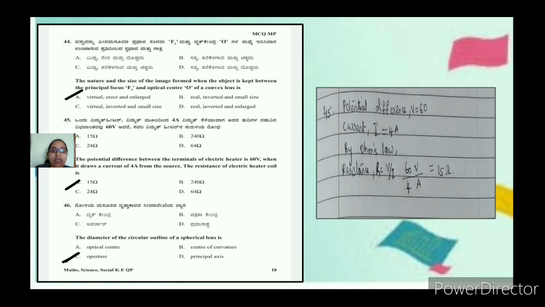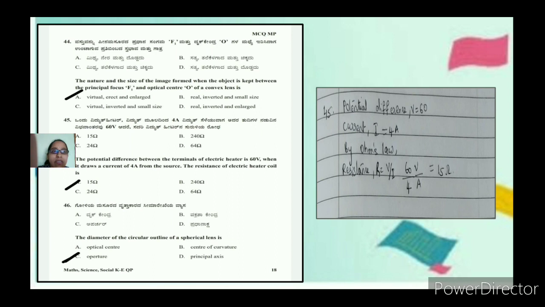The next question is the potential difference between the terminals of an electric heater is 60 volt when it draws a current of 4 ampere from the source. The resistance of the electric heater coil is. So they have asked the resistance of the electric heater coil. So it has been solved. You can check it, answer 45.